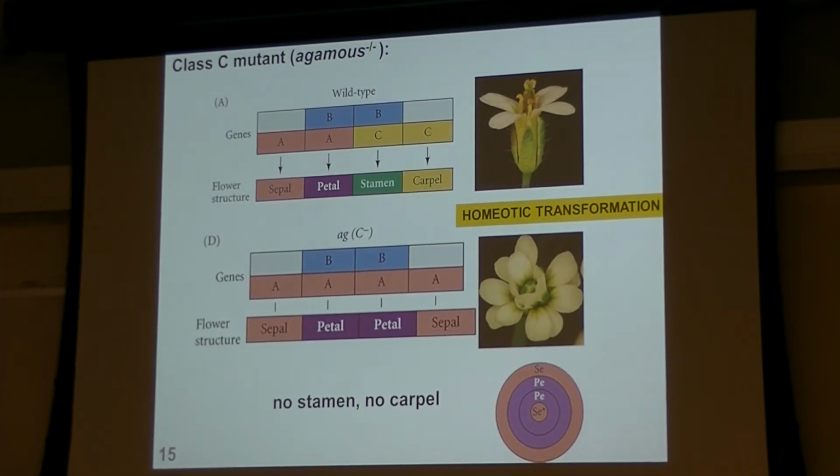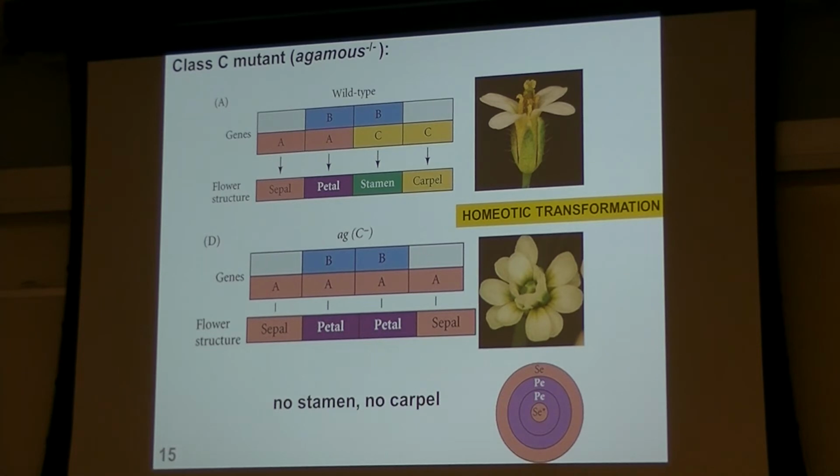So this ABC model has been really nice for trying to predict how this patterning is happening in plants. It's very simple and has held up well under hypothesis testing. So it's a good model to include here.